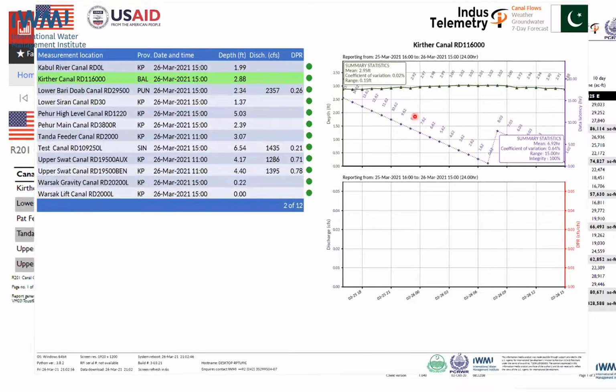This is a screenshot of the display screen we have designed for displaying the canal flow data. You can see different canals where we have instruments installed. And on the right side, we present this data in graphical form.